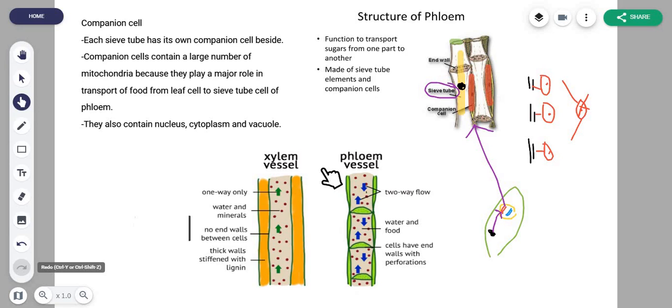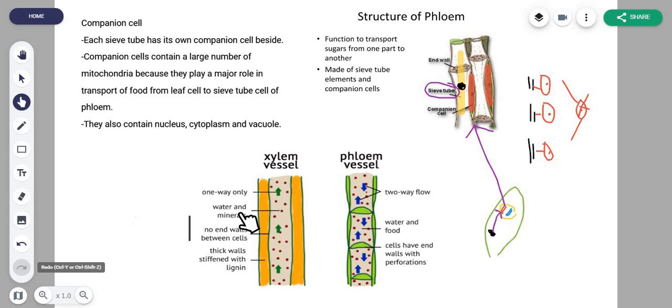Okay, now this here is just a bit of a summary of your xylem vessel and your phloem vessel. This is your xylem vessel. This is the transport of water. It's one way only. It's not that it can go up and down. That is not possible here.